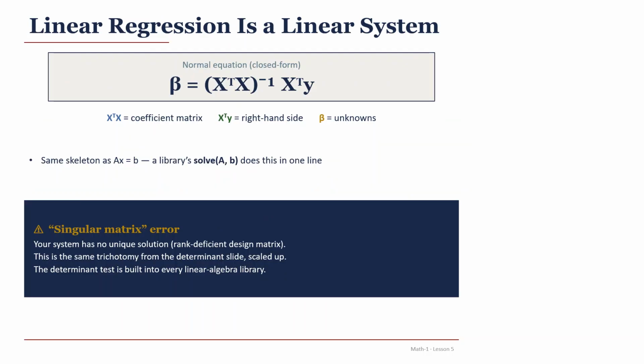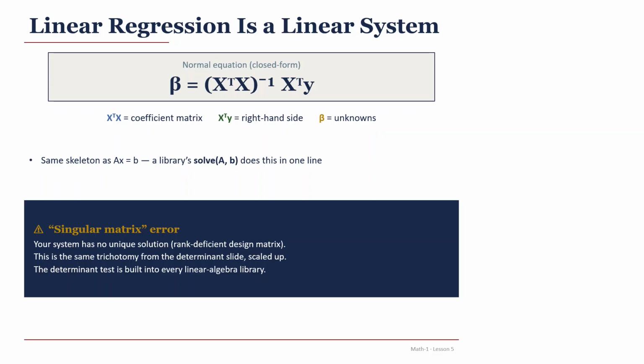The headline result of this lesson is that the closed-form solution to linear regression is a system of linear equations. The normal equation, beta equals the quantity X transpose X inverse times X transpose y, has the same skeleton as everything we have done today. The matrix X transpose X encodes the system. X transpose y encodes the right-hand side. Beta is the vector of regression coefficients we are solving for.